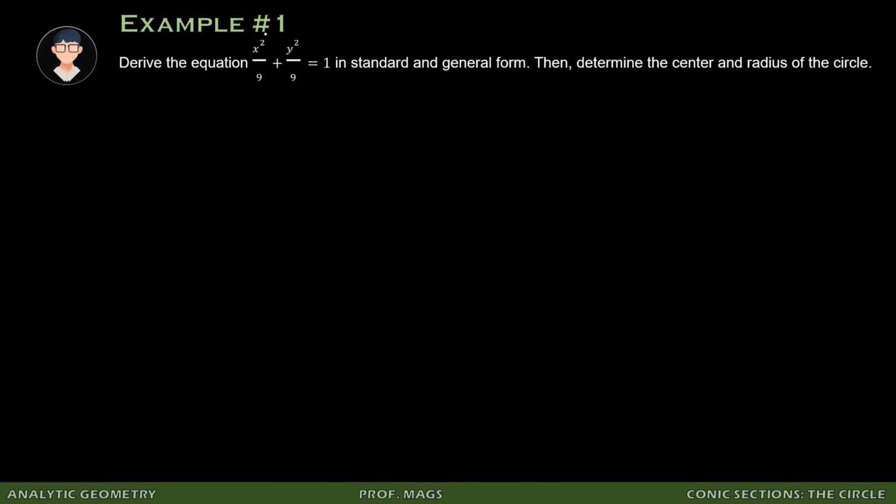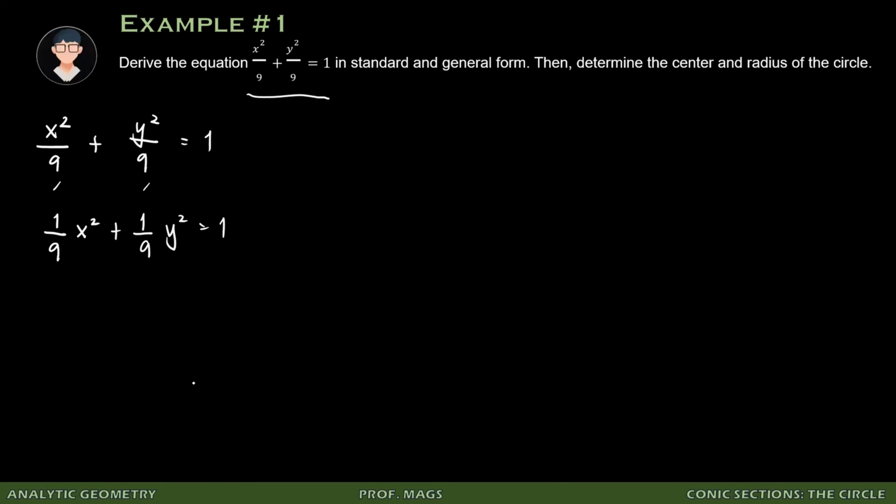For example number 1, derive the equation x squared all over 9 plus y squared all over 9 is equal to 1 in standard and in general form. Then determine the center and radius of the circle. So the first thing that you will do here is to write this equation right here, which is x squared all over 9 plus y squared all over 9 is equal to 1. And we take note that the coefficient of our x squared term and y squared term should be equal to 1. So if you're going to rewrite this equation right here, it will be like this. 1 over 9 x squared plus 1 over 9 y squared is equal to 1. Okay? As you can see here, hindi siya equal sa 1. Equal sila sa 1 over 9 yung kanilang coefficient.